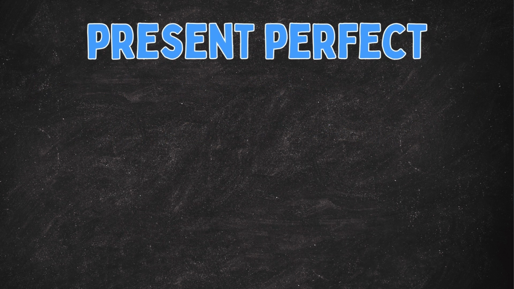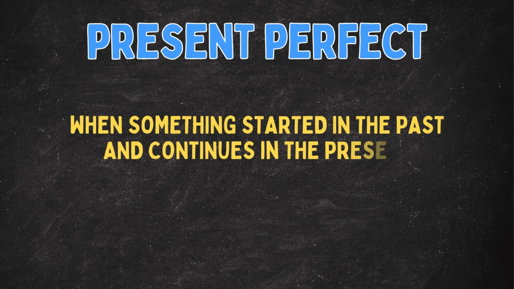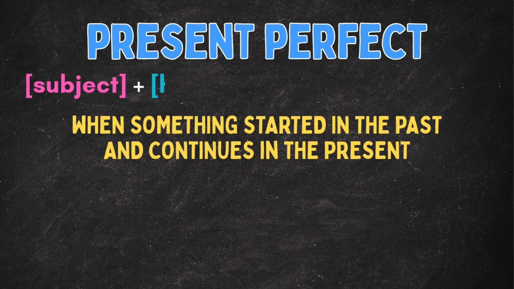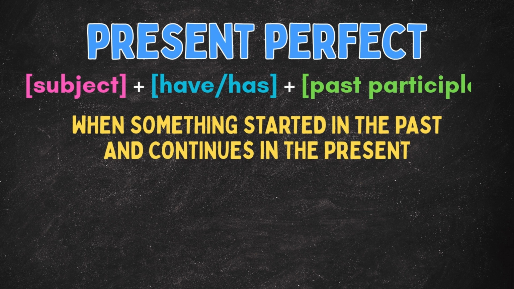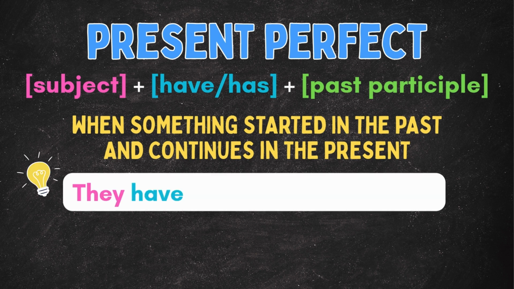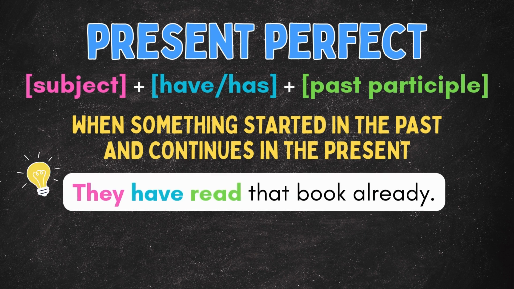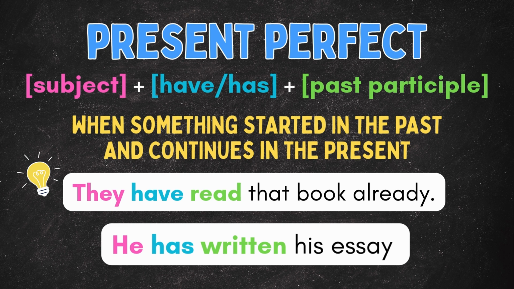Present perfect. We use the present perfect when something started in the past and continues in the present. The sentence structure consists of subject plus have or has plus past participle. For example, they have read that book already. He has written his essay.